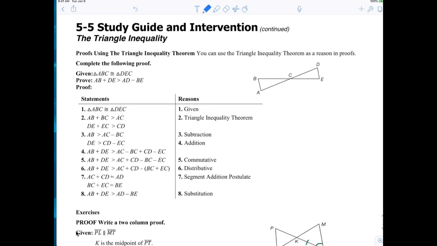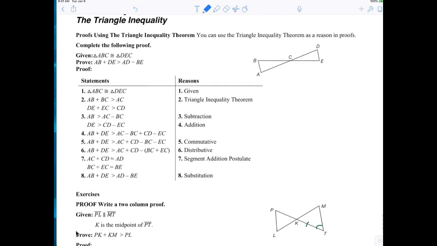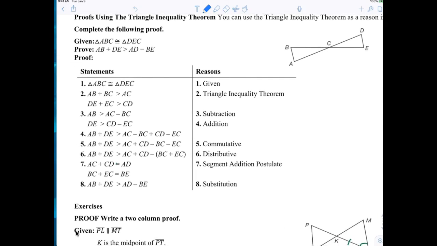Listen carefully. It says, using the triangle inequality theorem, you can use the triangle inequality theorem as a reason in proofs. So we're going to try to figure this out now. It says, given that triangle ABC is congruent to triangle DEC, we're going to try to prove, and this is where I want you to highlight, that AB plus DE is greater than AD minus BE.